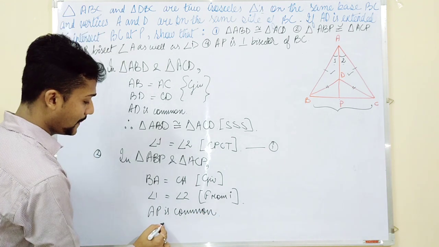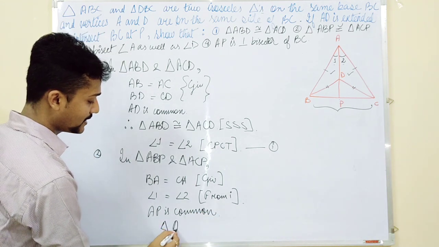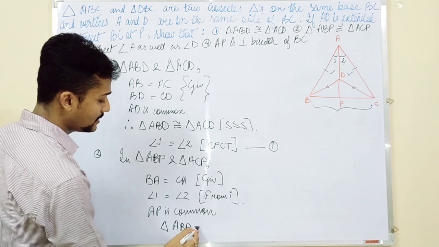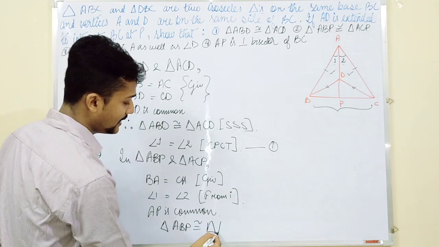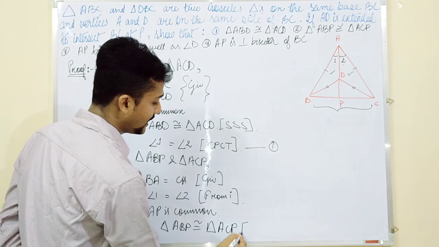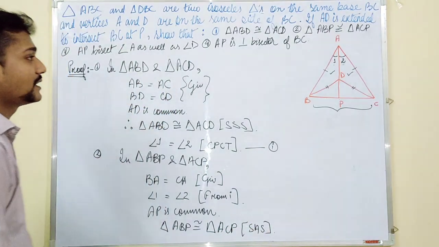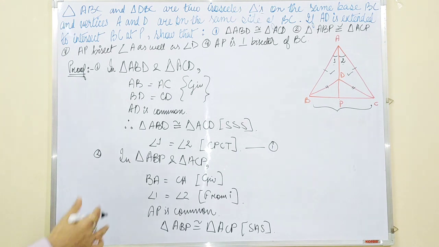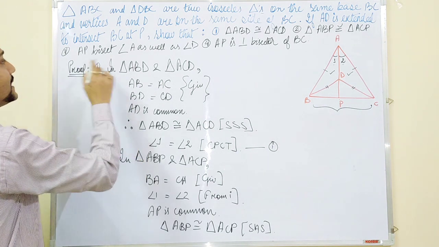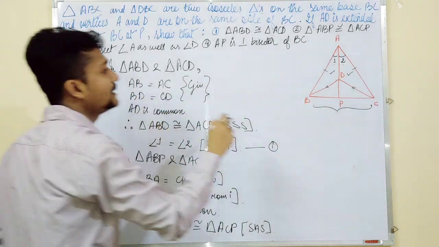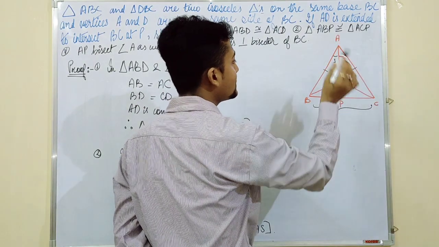So both the triangles are congruent: triangle ABP is congruent to triangle ACP by side-angle-side. Now next, what is given? AP bisects angle A as well as angle D.